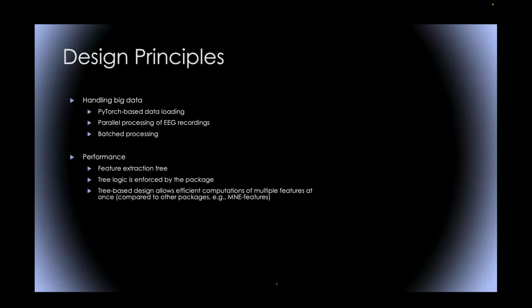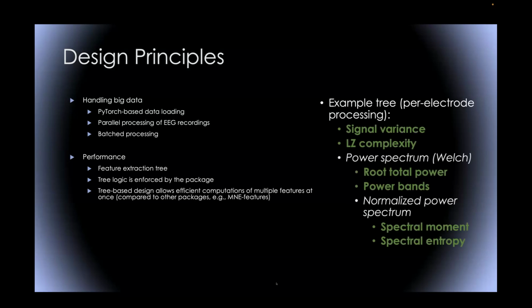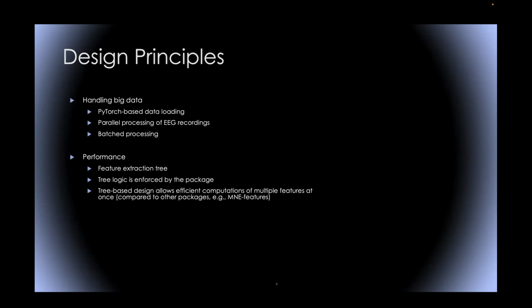There's a feature extraction tree, and this tree logic is enforced by the package. So for example, if you process data from a single channel, you can extract signal variance, Lempel-Ziv complexity, and if you extract the power spectrum, you have things like root total power and bands. Once you have the power spectrum, you can calculate the spectral moment and spectral entropy. The thing is that once you have calculated something, you don't need to repeat it again. But in other feature toolboxes, you typically do the calculation again every time you call a feature. So it wastes a lot of time. And here it's more efficient.